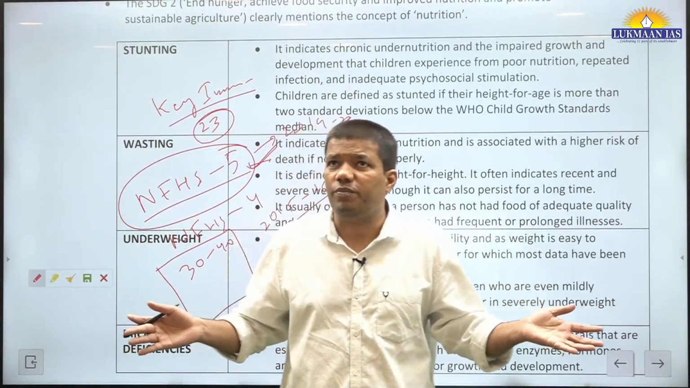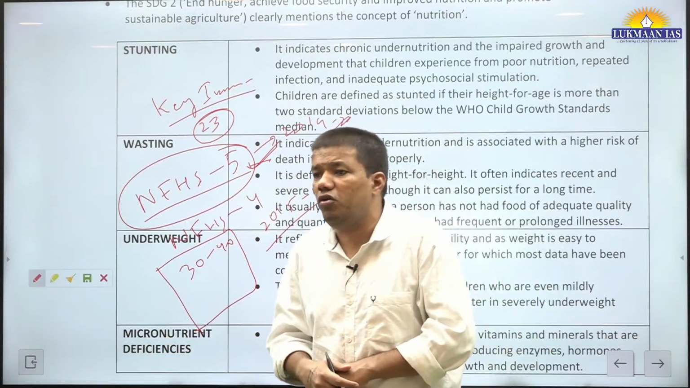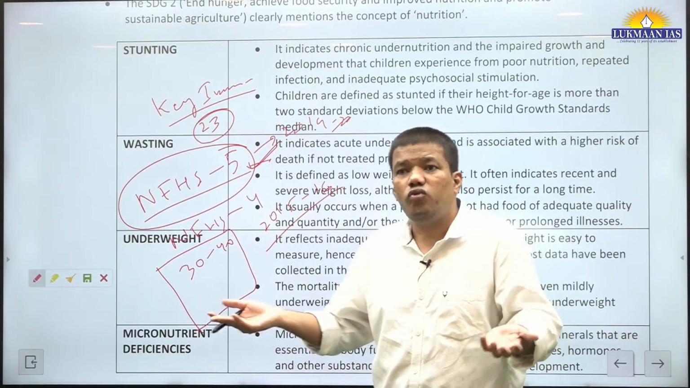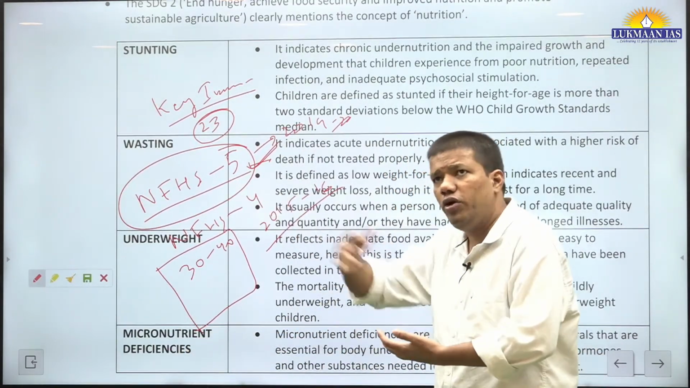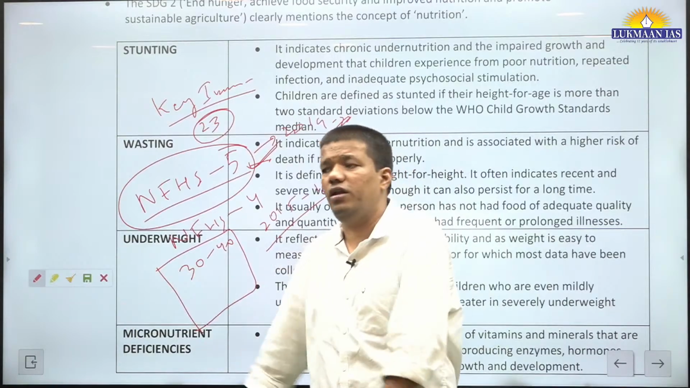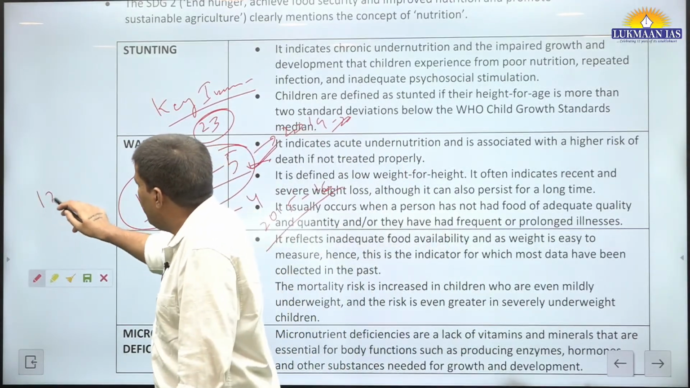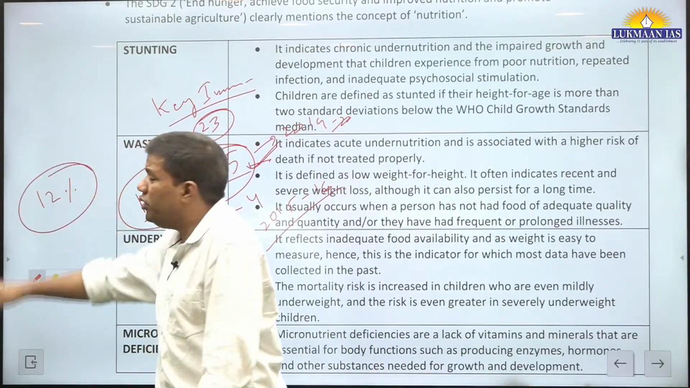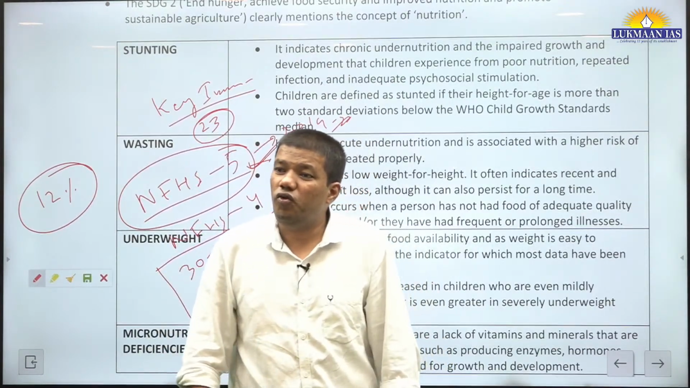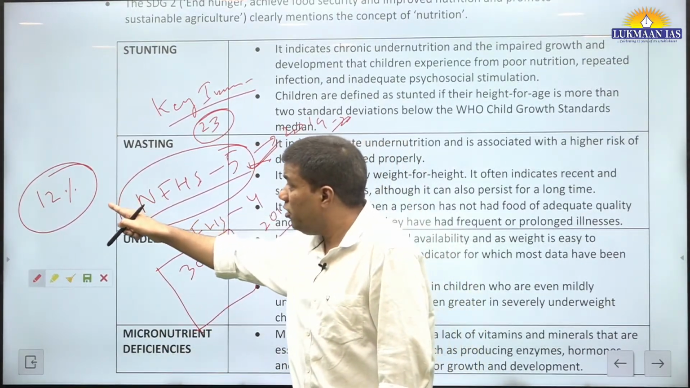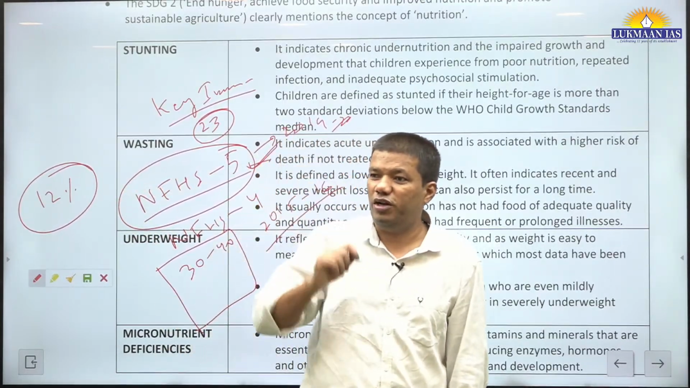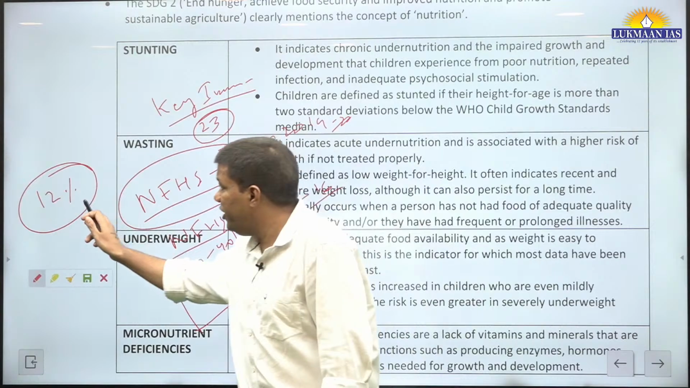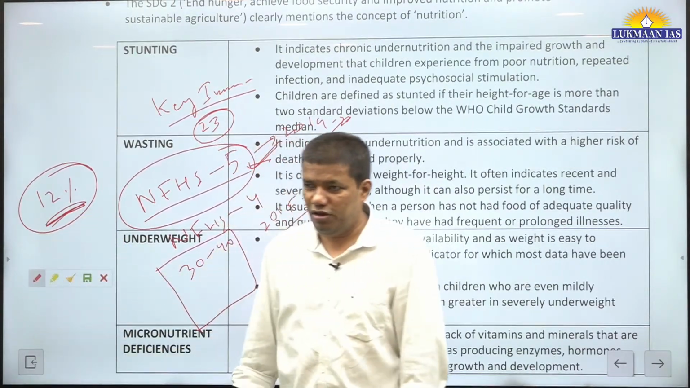Approximately 88%. How many people are born at home? 12% of children are born in institutional delivery, going to hospital, and only 12% are born at home. Out of these 12%, only 4% are visiting. See, not 100%, only 4% are visiting the hospital. So just try to imagine the condition of these people.